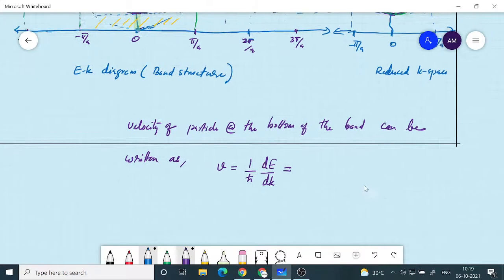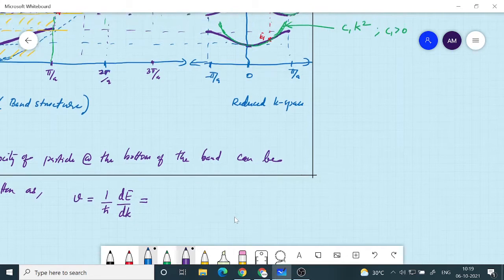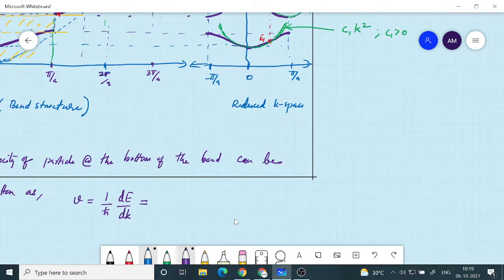So if you take this E-k diagram or band structure and take a derivative, that will give you the velocity there. So that is 1 by h cut d by dk, and I have given the equation C1 k square. So let's take it for the lower band, C1 k square.